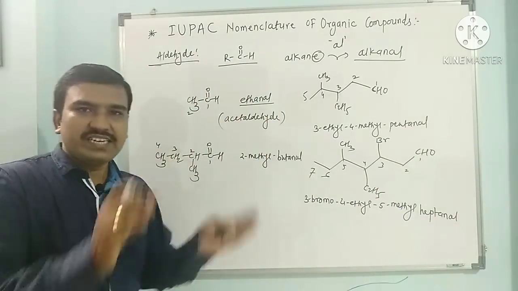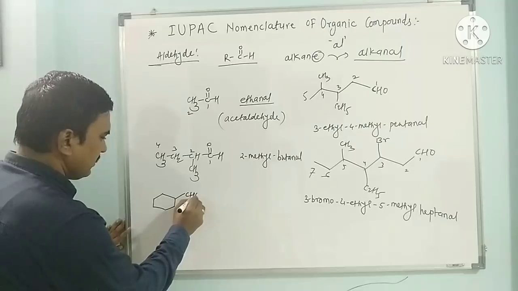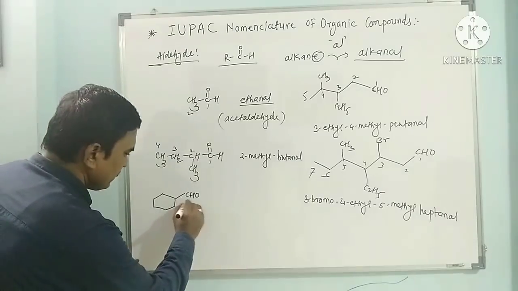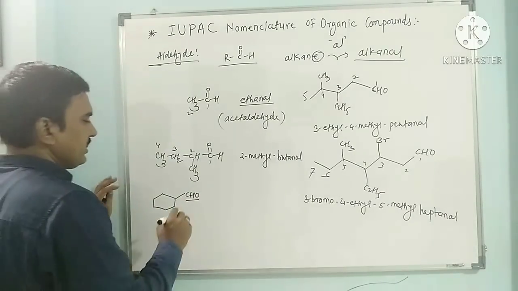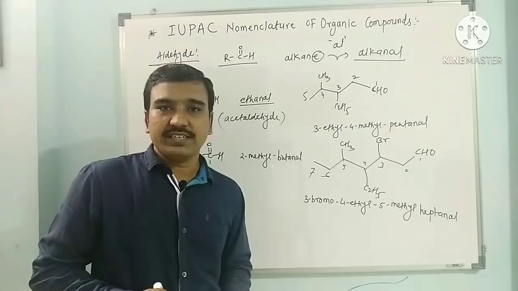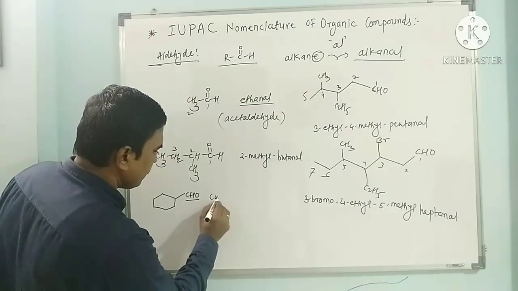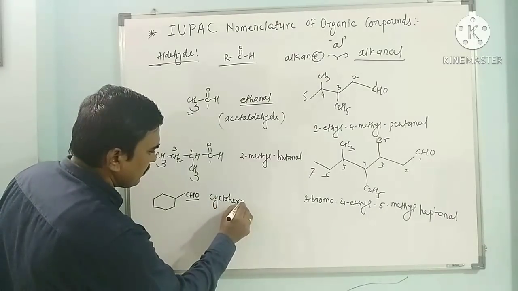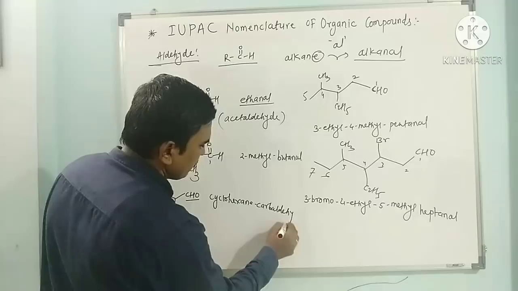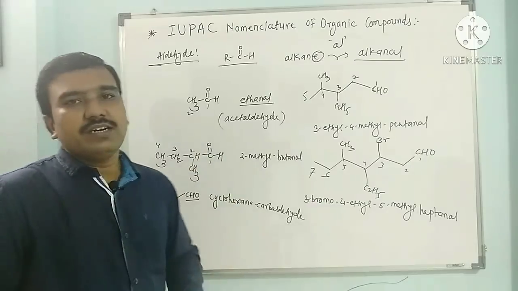If a cyclic system is there, for example cyclohexane CHO, this is cyclohexane attached to CHO. So here this is a carbaldehyde attached to cyclohexane, not cyclohexanal, because in cyclohexanal only 6 carbons are represented, but the CHO is outside the cyclic system. So it is cyclohexane. Always remember this, cyclohexanecarbaldehyde, or cyclohexanecarbonaldehyde. So in this way aldehydes are named.